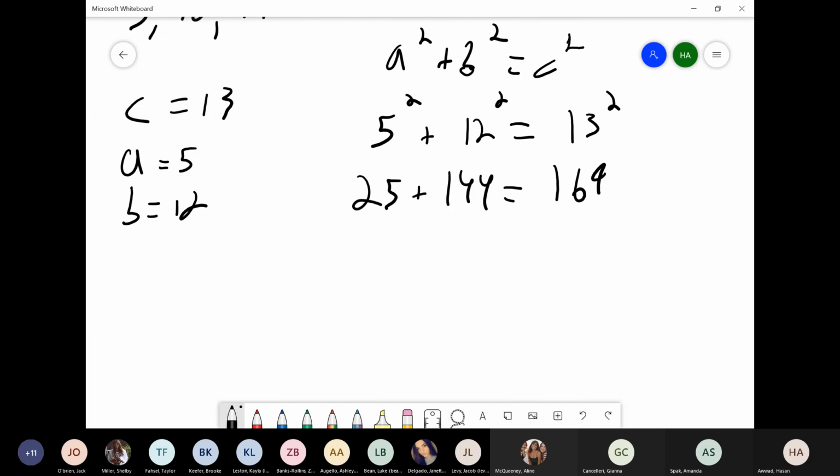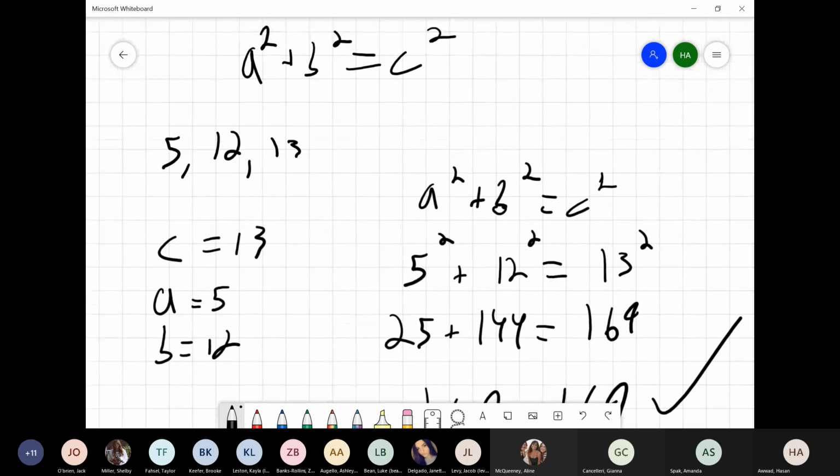And when adding 25 to 144, you get 169: 5 and 4 make 9, 2 and 4 make 6, and 1. 169 is equal to 169. That is, in fact, correct. So, yeah, a triangle with sides 5, 12, and 13 is, in fact, a right triangle. And that's all there is to it.